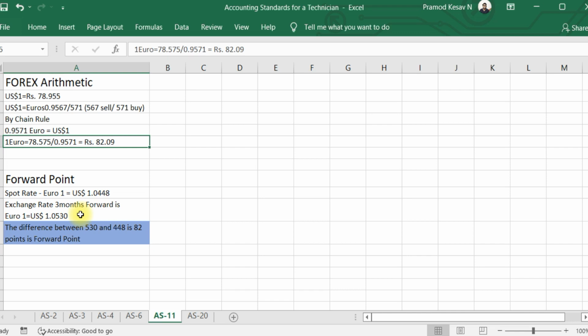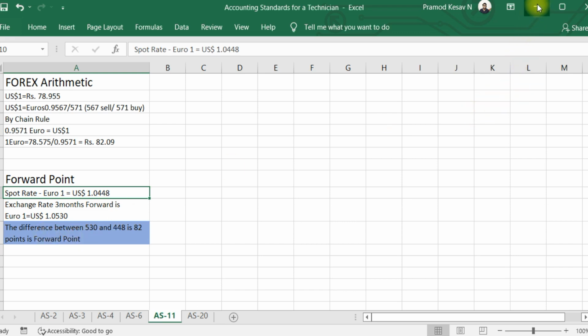So the exchange rate, which is a forward rate because it is after the spot rate, which is there is a gap of 3 months, and then the rate is quoted, which is quoted at 1.0530. So you see there is a difference between this exchange rate 3 months forward, which is US 1.0530, and the spot rate, which is 1.0448. So the difference between 530 and 448 is 82 points, which is our forward point. Hope that is clear.